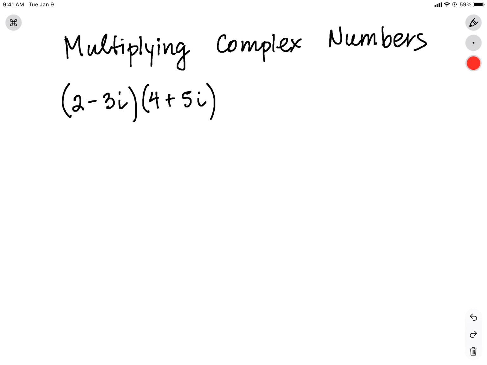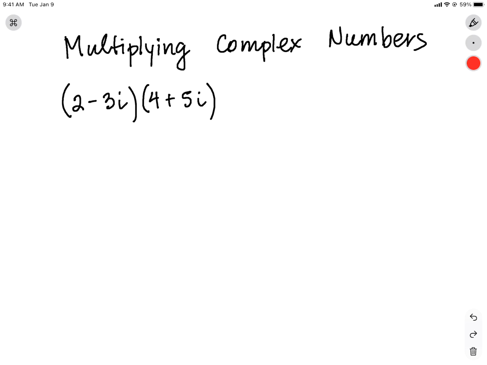Hi everyone. This is an example of how you can multiply two complex numbers. You're given two complex numbers. The first one is 2 minus 3i in the first set of parentheses. The second one is 4 plus 5i in the second set of parentheses. Notice you have no symbol between the two sets of parentheses. This means that you are asked to multiply.